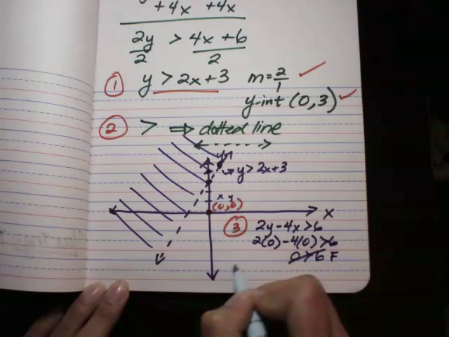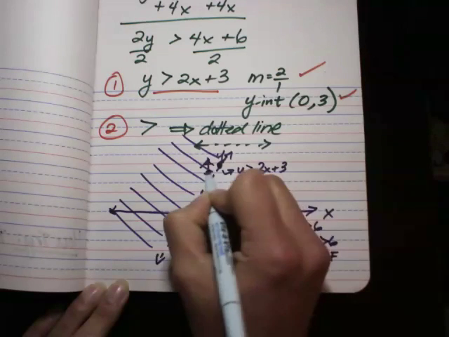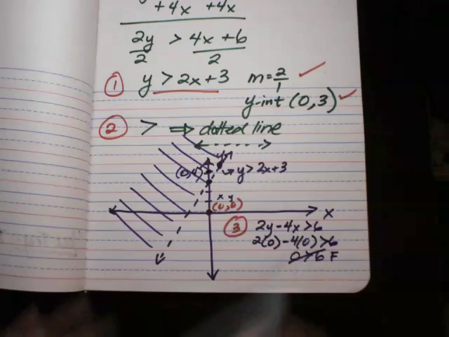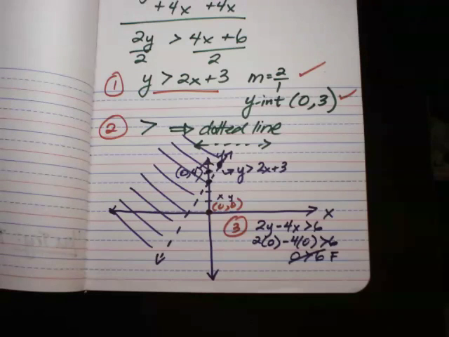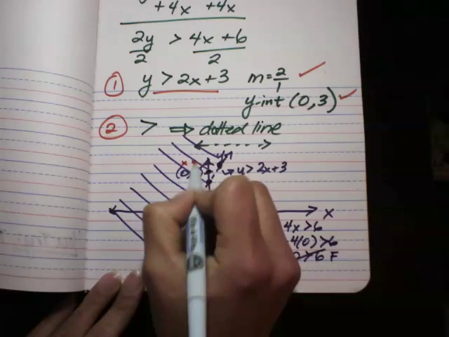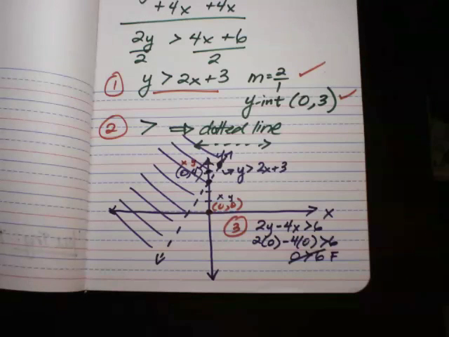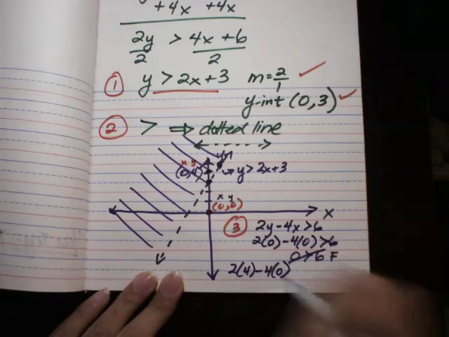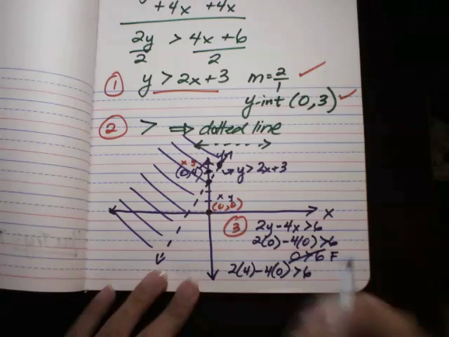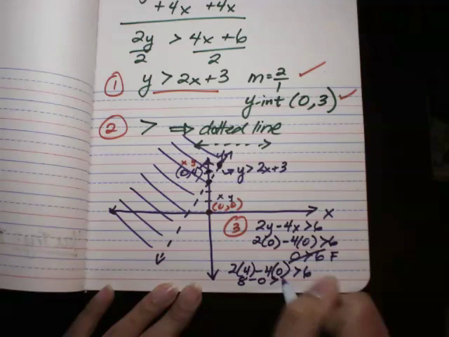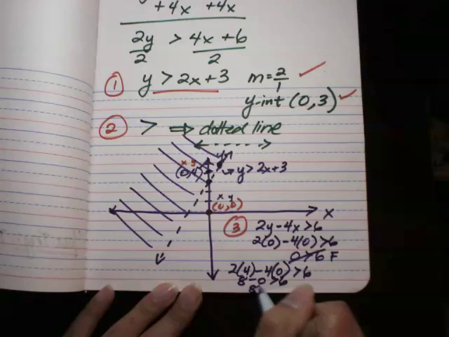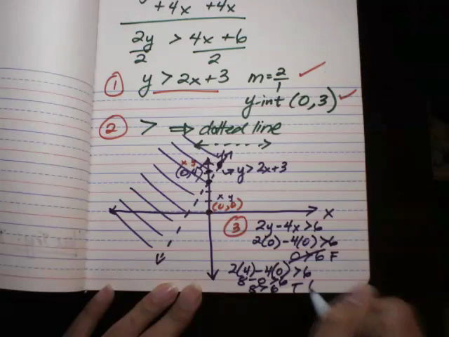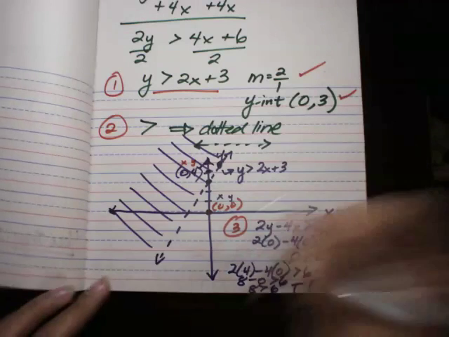So let's test 0, 4. Here is 0, 4, and the x value is 0, the y value is 4, so let's plug that in and see what happens. So 2 times 4 minus 4 times 0 is greater than 6. This is what we're testing. So 8 minus 0 is greater than 6. 8 is greater than 6. That is true. If it is true, it should be shaded.